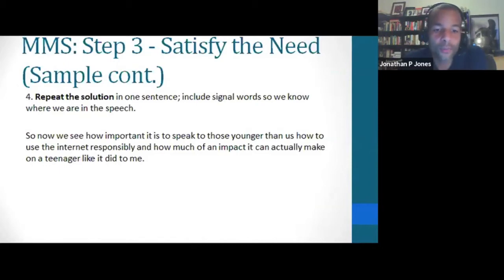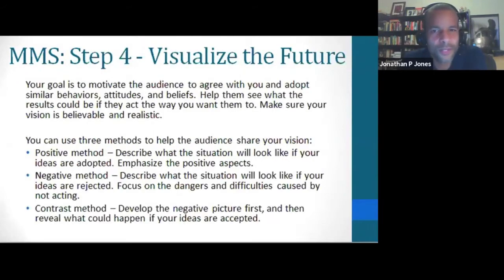So now we see how important it is to speak to those younger than us, how to use the internet responsibly, and how much of an impact it can actually make on a teenager like it did to me. So this is raising awareness. That was how it was phrased. It's better to be consistent, but it doesn't matter as much. These speeches are a little looser than what we did for the informative speech. So it's okay if you don't use the exact same phrasing.